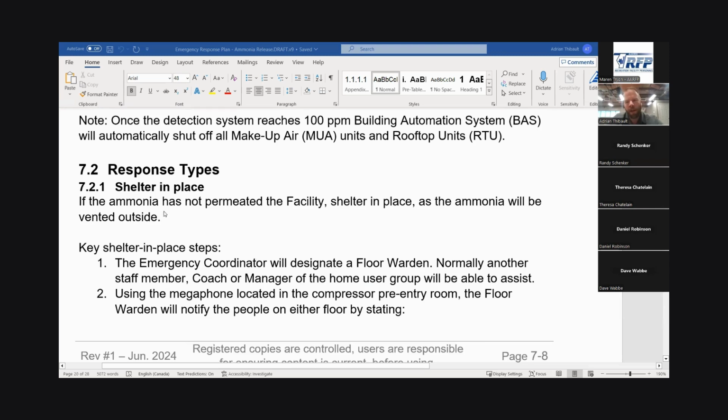Now the response types, shelter in place and evacuation. This is the key part because where is the ammonia going? Is the ammonia going to go into the building?